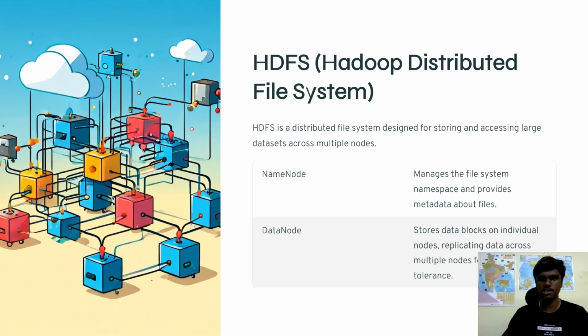HDFS, Hadoop Distributed File System. HDFS is a distributed file system designed for storing and accessing large datasets across multiple nodes. So the first one being the name node, which manages the file system namespace and provides metadata about files. Then we have the data node. This stores data blocks on individual nodes, replicating data across multiple nodes for fault tolerance.